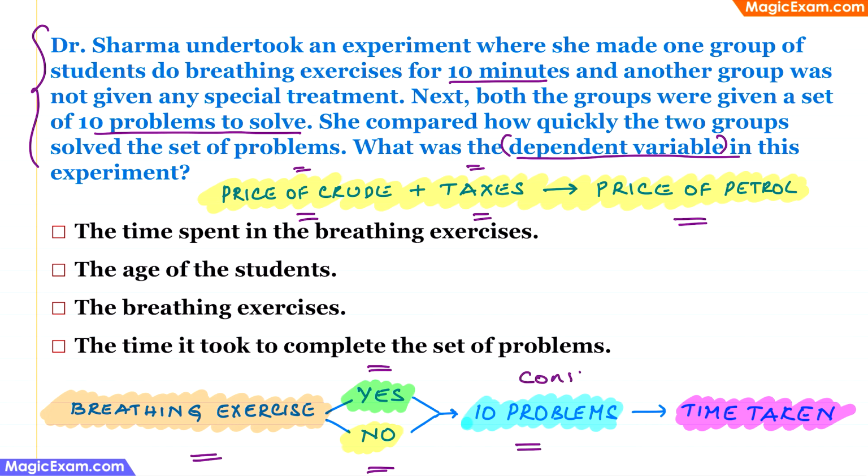And then the dependent variable is the time taken, because this time taken may change depending on whether the students have done the breathing exercise or not done the breathing exercise. Therefore, the dependent variable here is the time taken. Now, the time it took to complete the set of problems is the dependent variable in this experiment.